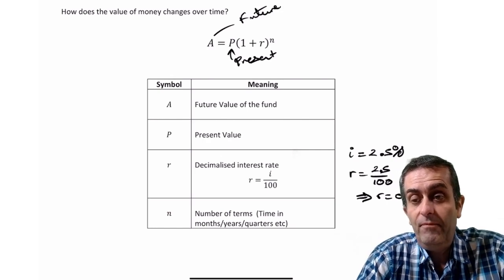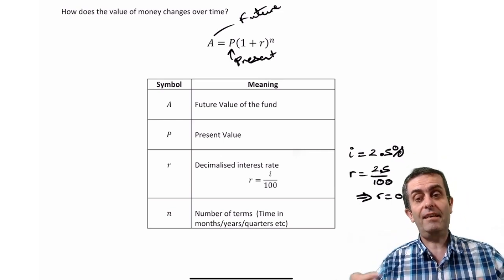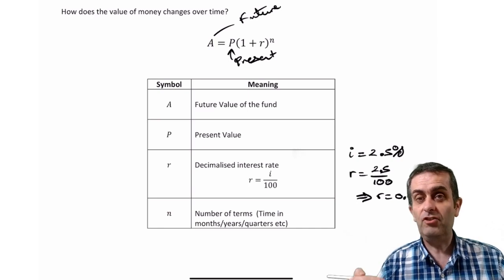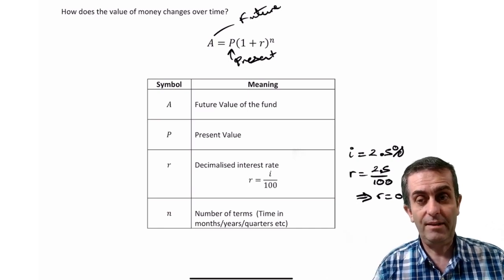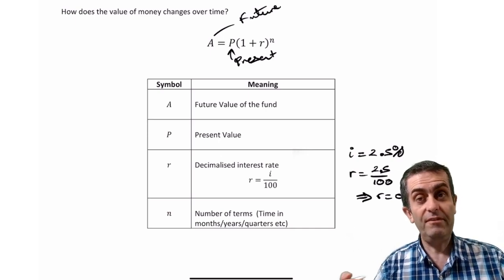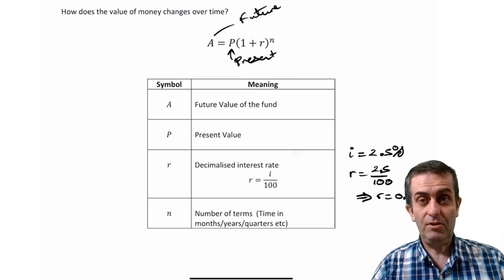Now, N is the number of terms. Now, be careful here. The number of terms is usually months. If you're paying a mortgage, if you're paying a car loan, if you're a regular saver into a pension fund, generally your payments are made on a monthly basis. So generally speaking, N is a number of months. But just be very, very careful. Sometimes it's not. Sometimes N is the amount of time in years, if it's a quite straightforward question.